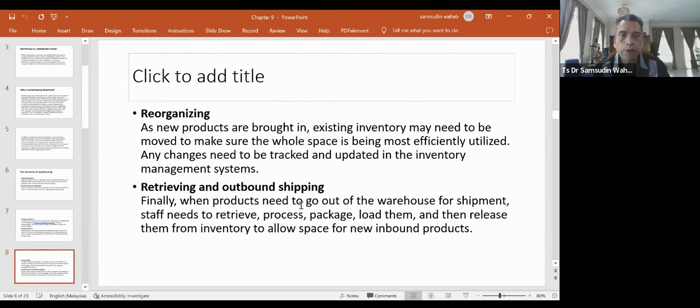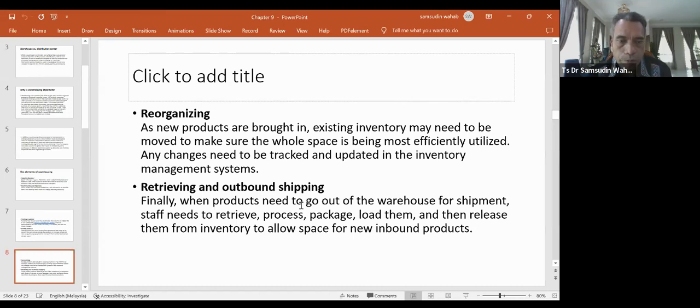Reorganizing is also part of the activities in the storage in the warehouse. Sometimes we do the re-inventory, recalculation, because you want to know the actual numbers of the storage product in the warehouse.